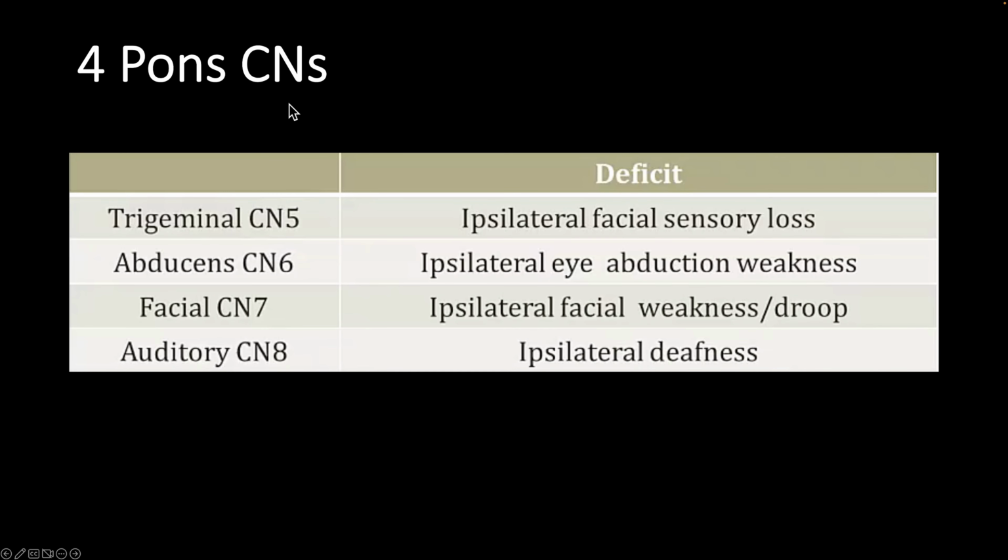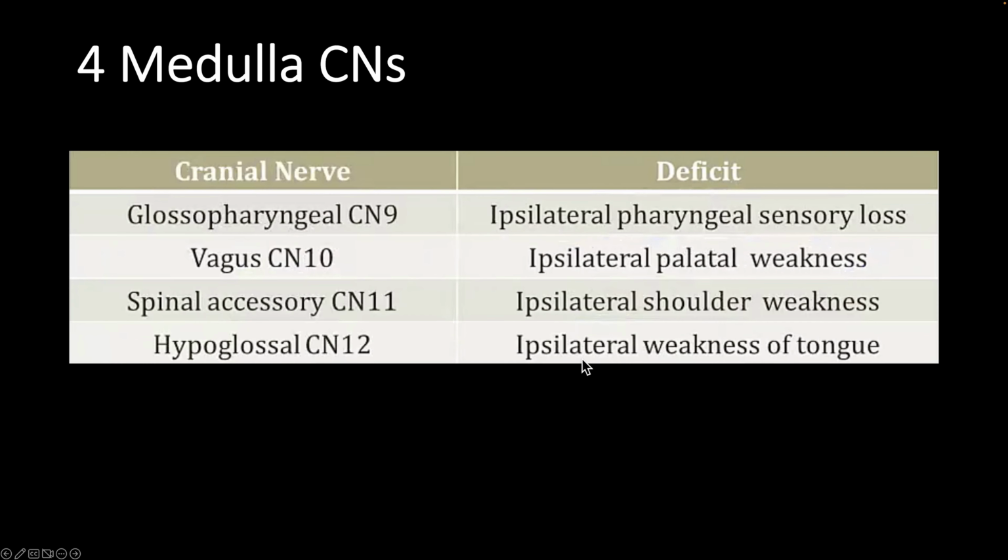So for the pons, the cranial nerves in the pons region: trigeminal, ipsilateral facial sensory loss; abducens, ipsilateral eye abduction weakness. So again, essentially moving the eye out, right? Lateral gaze, okay? Cranial nerve number 7, facial, ipsilateral facial weakness, droop. Again, ipsilateral, right? Auditory, cranial nerve 8, ipsilateral deafness.